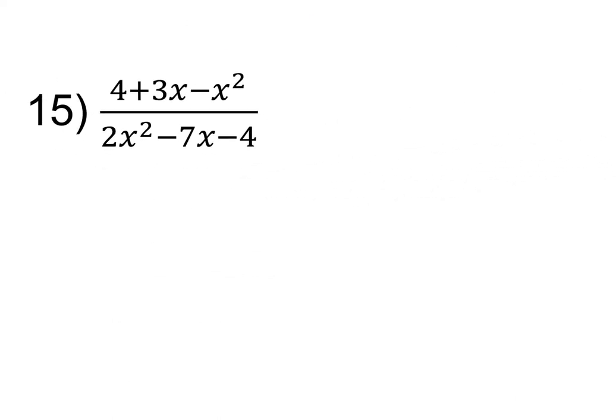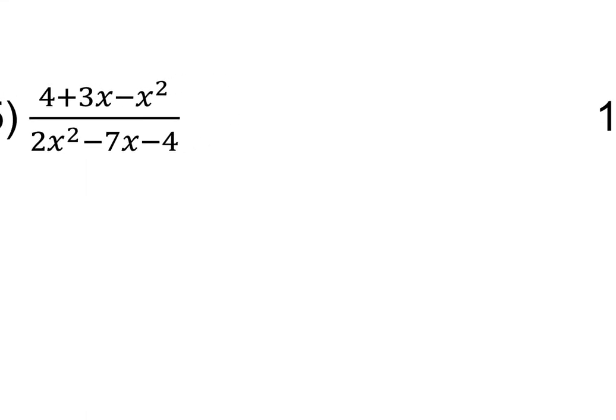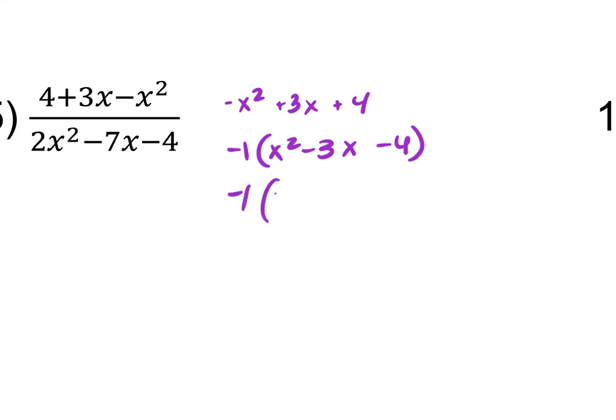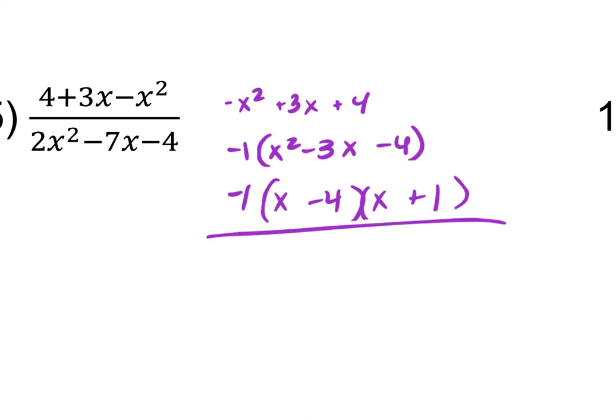All right, 15. How many of you rearranged your numerator? Okay, so if I rearrange it, I'm going to make it negative x squared plus 3x plus 4. Did you then take out a negative 1? Yeah, okay. Negative 1, x squared minus 3x minus 4. And then factor that. Factors of negative 4 that sum to negative 3 would be negative 4 and positive 1. So that's my numerator.